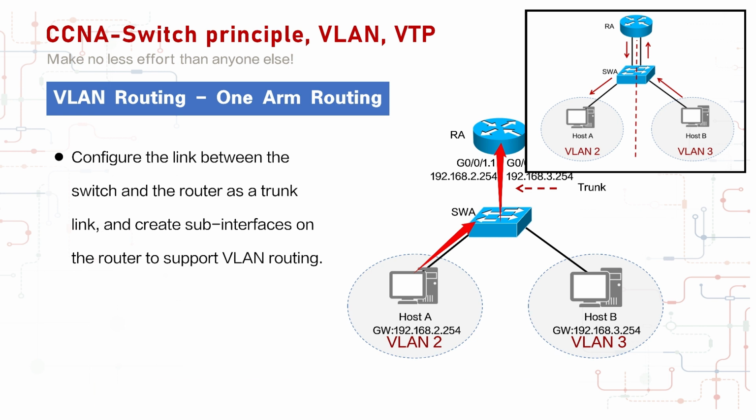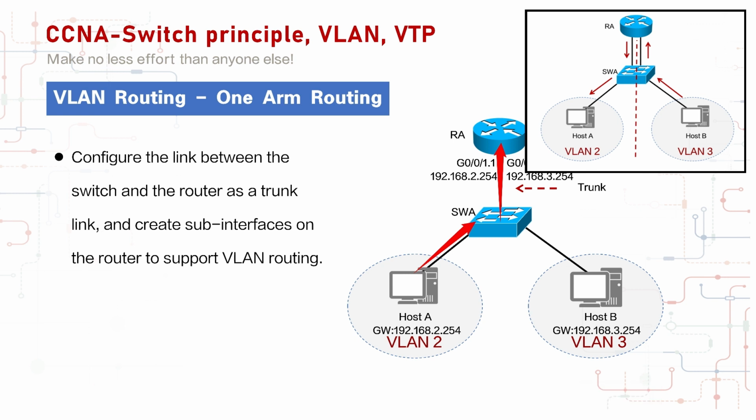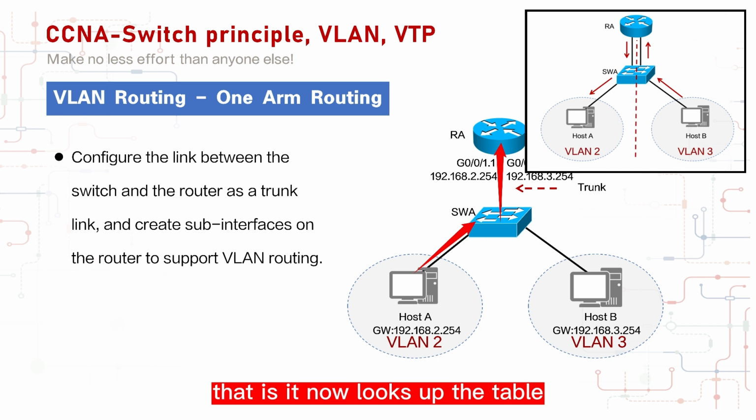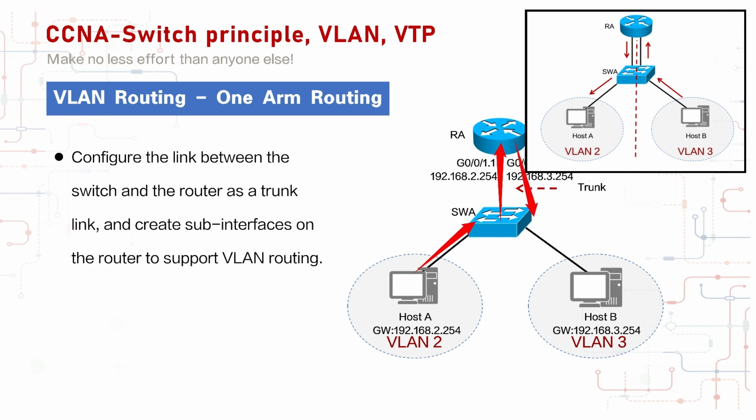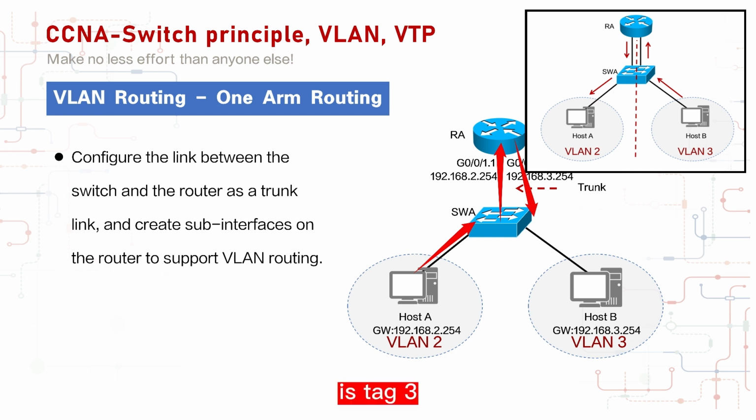Simultaneously, another subinterface can process the data of VLAN 3. That is, it now looks up the table. It now goes from segment 2.0 to segment 3.0. After checking, the local is a direct route to come out from another subinterface. When it comes out, add another subinterface VLAN tag, which is tag 3. Then send.